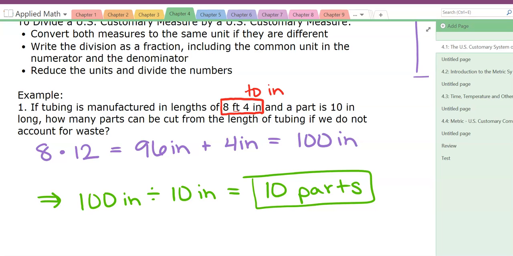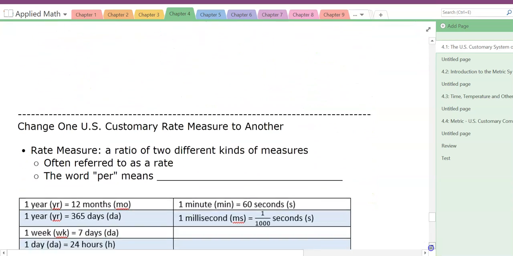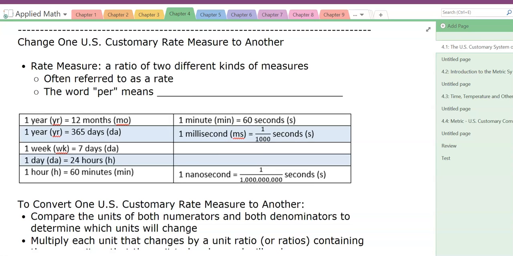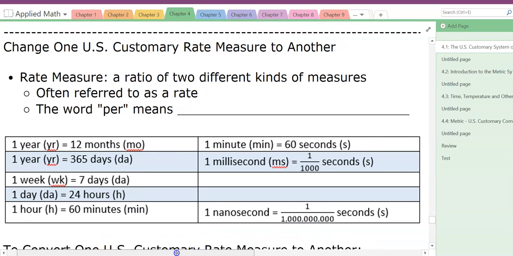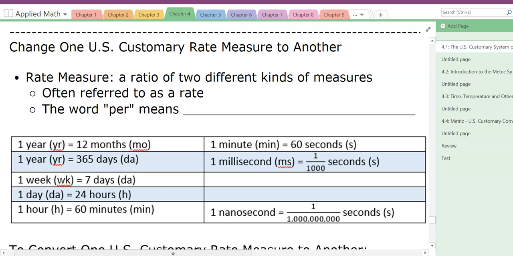Okay, so we've got one last thing to talk about, and this is starting to include some time. So we're talking about a rate measure, which would be a ratio of two different kinds of measures. And I alluded to this a little bit yesterday when I said that there's going to be times when you have to do dimensional analysis, when you've got something going feet per second and you want it to be miles per hour instead. So you have to do two different conversions. You have to do the feet to miles and the seconds to hours.